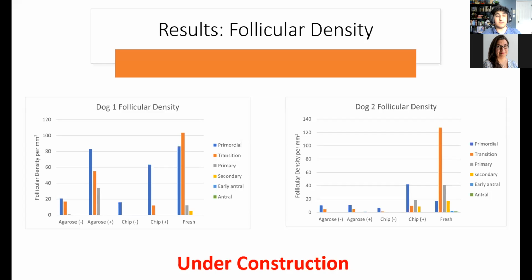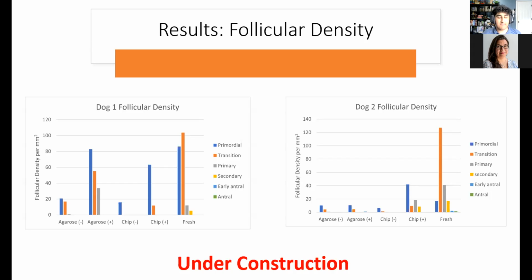Here you can see results from our data. On the y-axis, you can see the follicular density per millimeter in each follicle stage. For example, blue is for primordial stage follicles, and red is for transitional stage follicles for both individuals. We also measure fresh tissues' follicular density. And as you can see in dog 1, there's substantially higher follicular density in the agarose culture with cells.